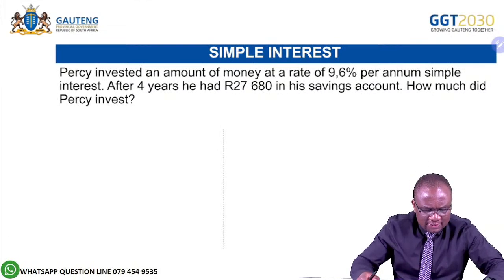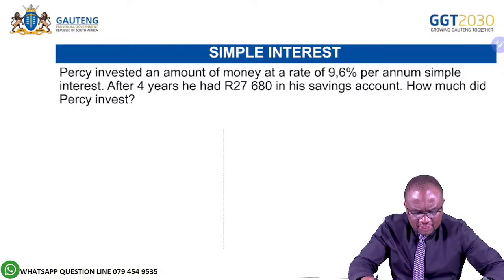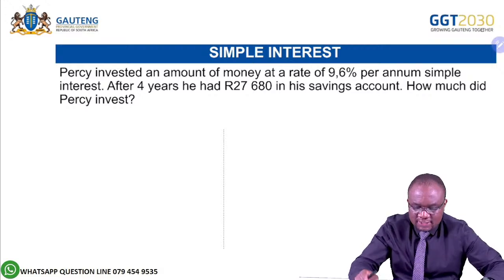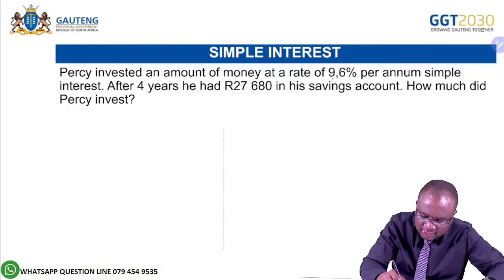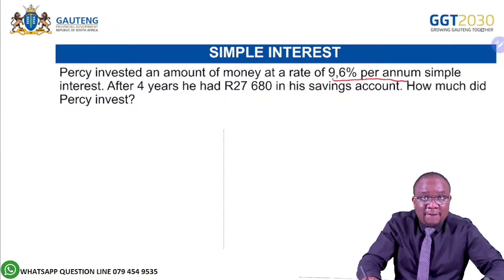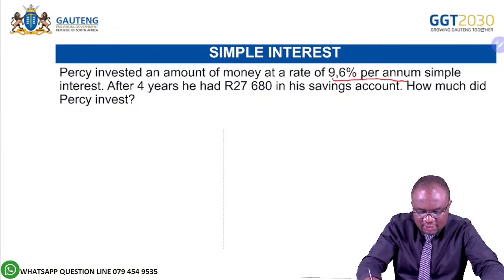Right, welcome back. So Percy invested an amount of money at a rate of 9.6% per annum, simple interest. After 4 years, he had 27,780 in his savings account. How much did Percy invest? Now, this is simple interest.